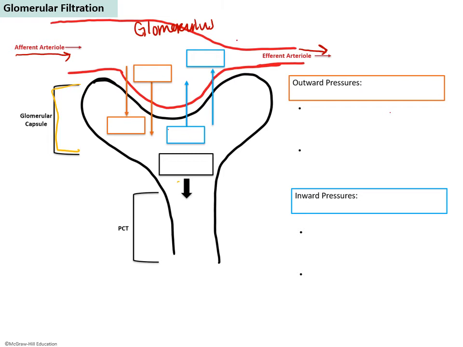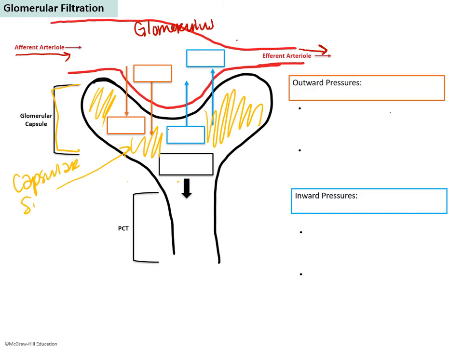Let's just pretend we cut away a cross section here, and what we're looking at in this area is going to be our capsular space. So in here is the capsular space, which is where we are going to contain our filtrate. So let's just pretend that's what that is. Then going on this way is the proximal convoluted tubule. So we talked about the outward and inward pressures on the previous slide. So our outward pressures are going to push fluid out of the glomerulus into the capsular space.